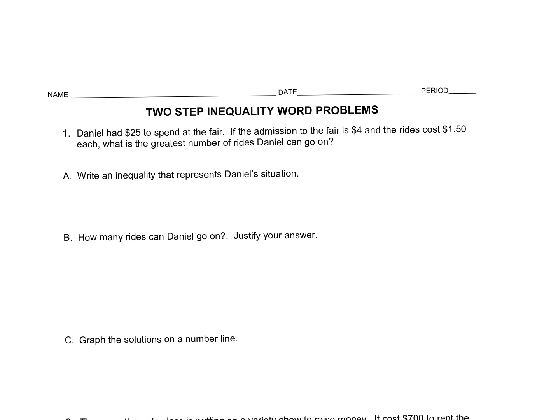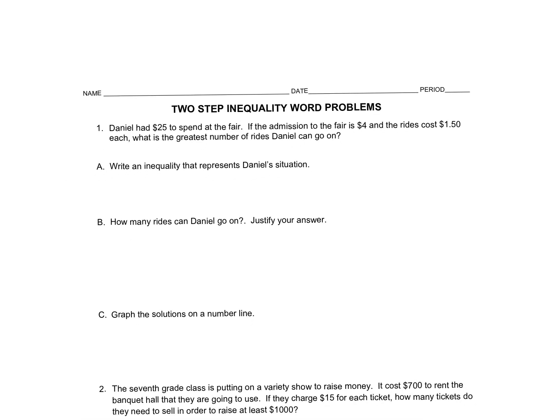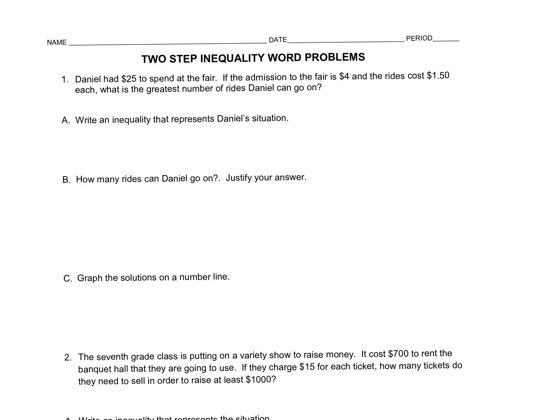So we've been talking about solving and graphing two-step inequalities. Two-step simply means that we have a constant that is being added or subtracted, and we have a number that is being multiplied by a variable. So the first thing that we have to do is identify a variable that we want to use.